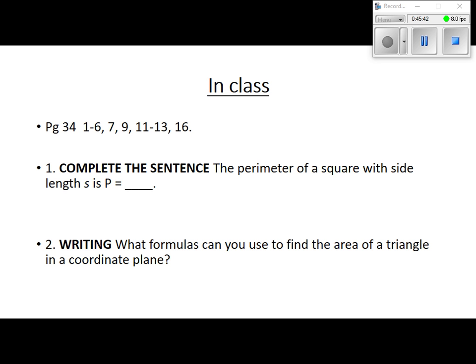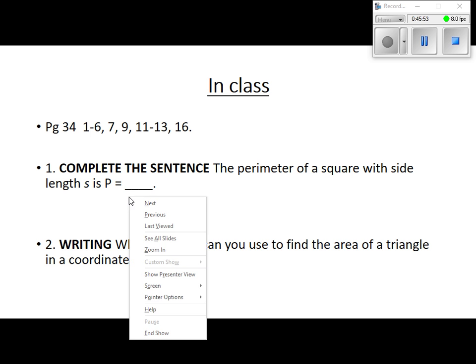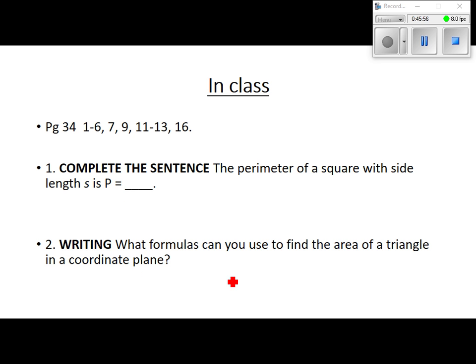Complete the sentence. The perimeter of a square with side length S is P equals what? 4S. Write that in there. P equals 4S. What formulas can you use to find the area of a triangle in a coordinate plane? We want to talk about two. Distance formula, because you're going to have to find the lengths. This is an S, not a 5. So this is 4S, 4 times the length of the side.